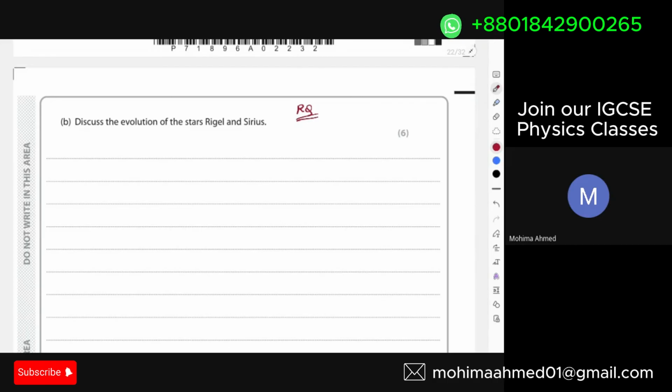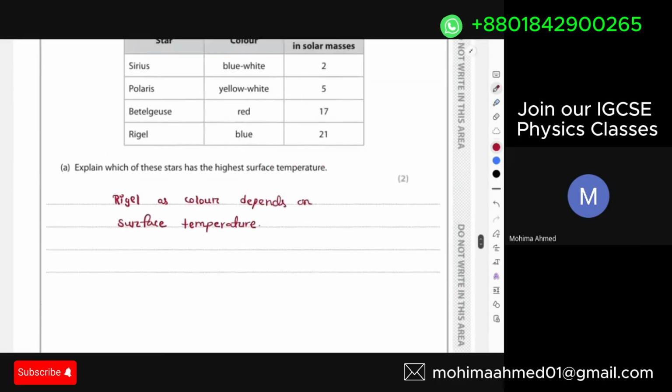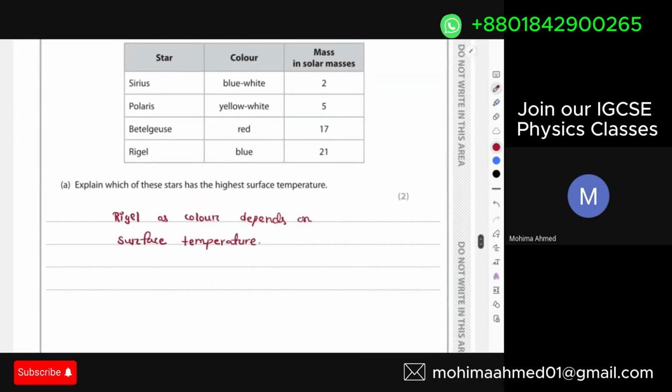If you want to differentiate them, what are the specific points for Regal and what are the specific points for Sirius? We can say that Regal has a higher mass compared to Sirius, which is a lower mass star, and Regal has a larger surface temperature compared to Sirius. Regal, at this point, is at the end of its main sequence.